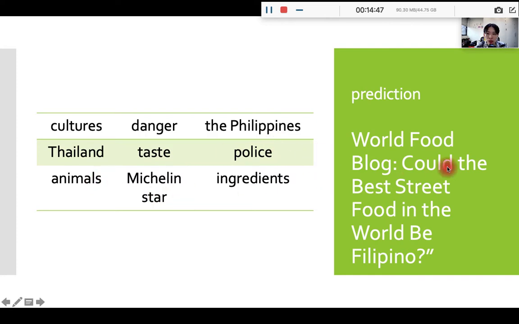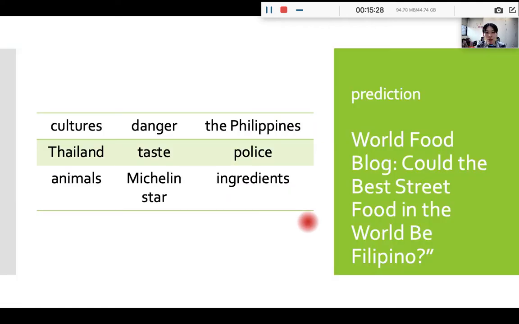Animals, probably, because we're talking about food. Some food is from animals. So yes. Michelin star, not really, because you see street food. So for this article, we're not talking about high-end restaurants. We're talking about more accessible forms of dining. Ingredients, probably, because we need different things to put together different dishes. Okay, so this is a way to make predictions about an article before you read it.